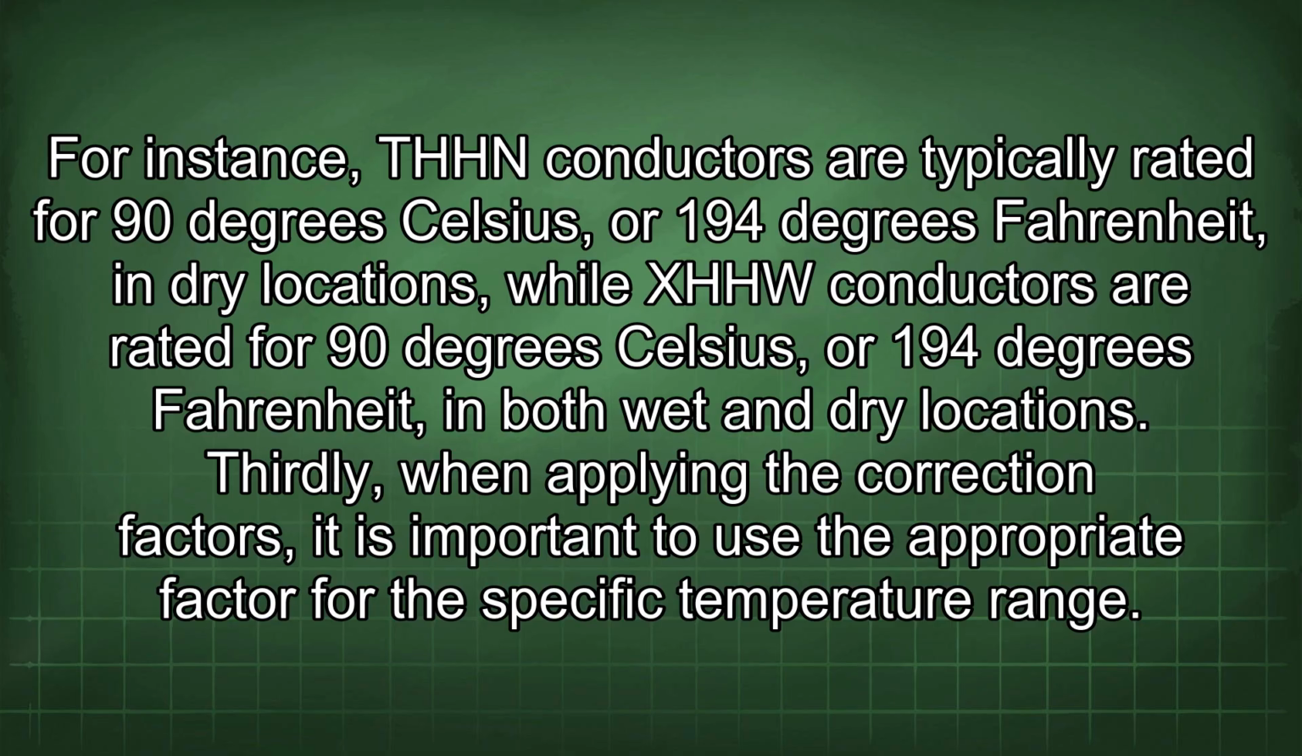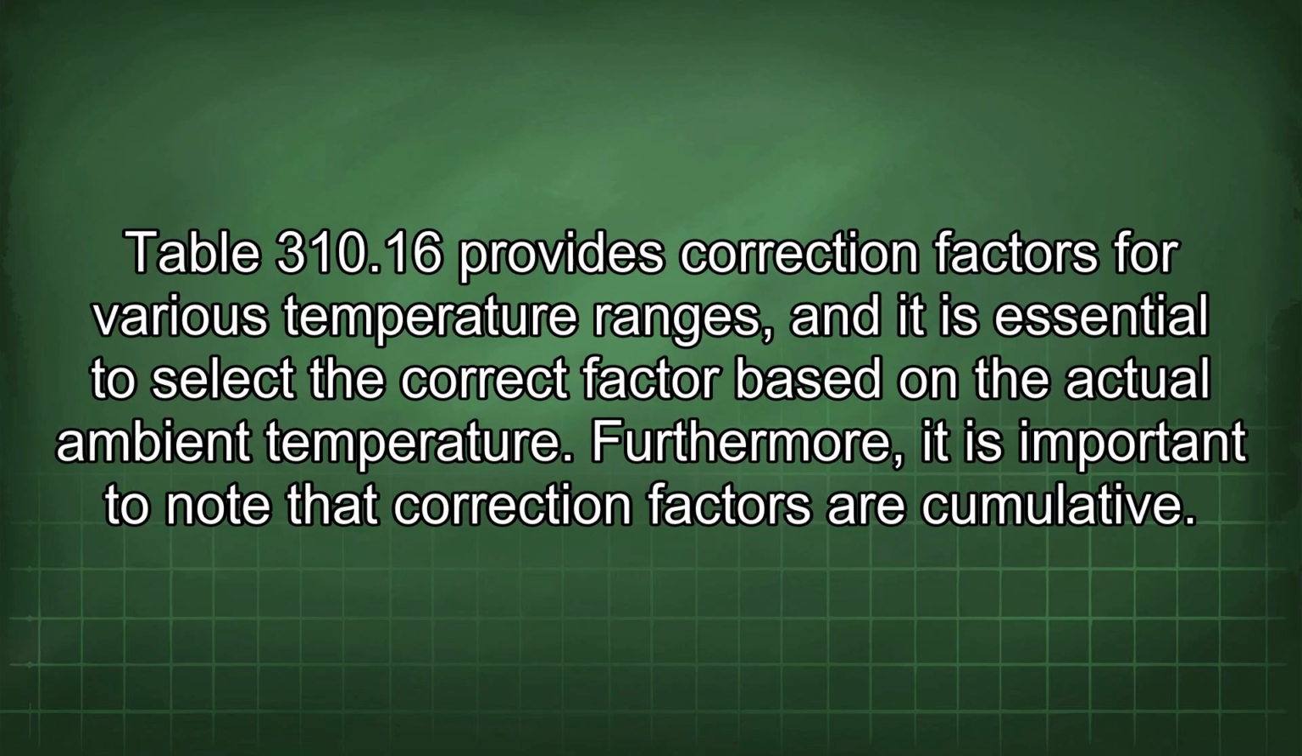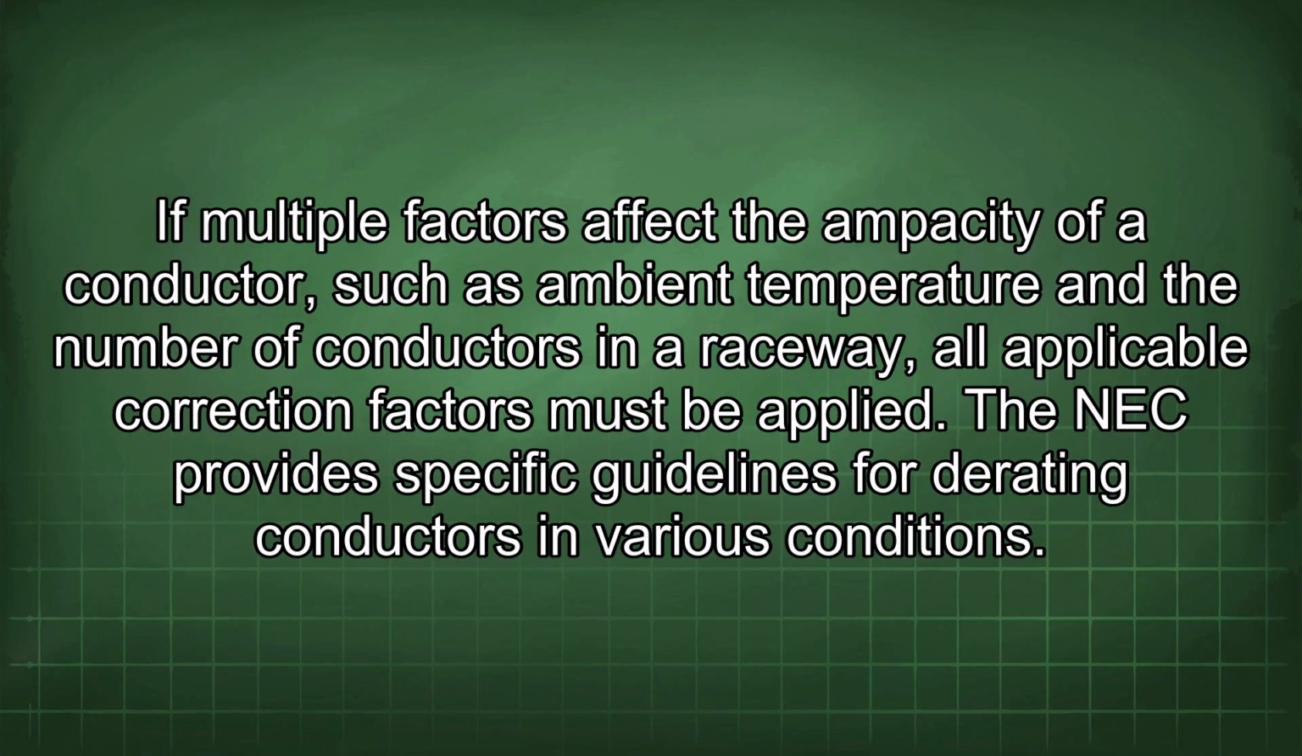Thirdly, when applying the correction factors, it is important to use the appropriate factor for the specific temperature range. Table 310.16 provides correction factors for various temperature ranges, and it is essential to select the correct factor based on the actual ambient temperature. Furthermore, it is important to note that correction factors are cumulative. If multiple factors affect the ampacity of a conductor, such as ambient temperature and the number of conductors in a raceway, all applicable correction factors must be applied. The NEC provides specific guidelines for rating conductors in various conditions.